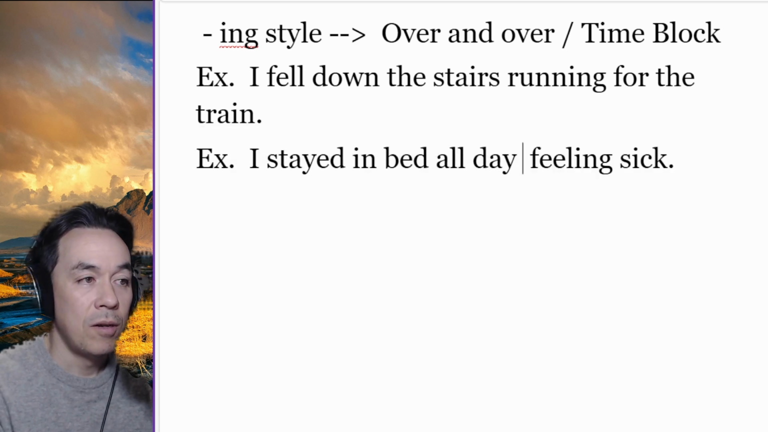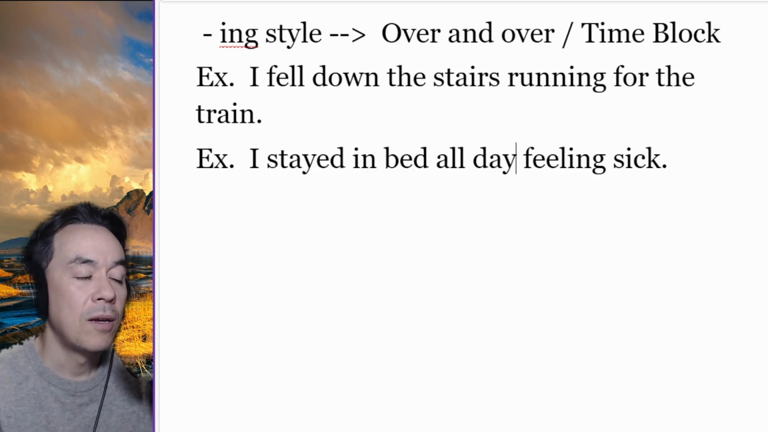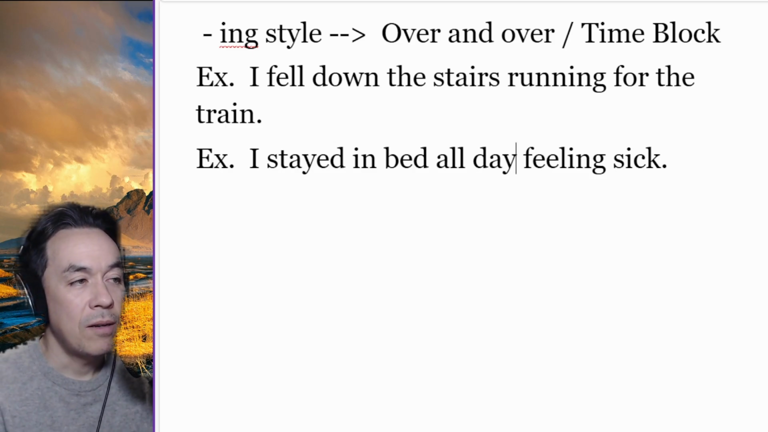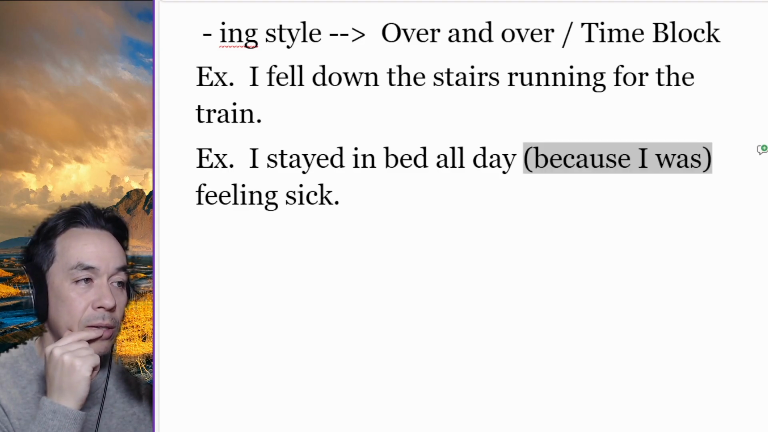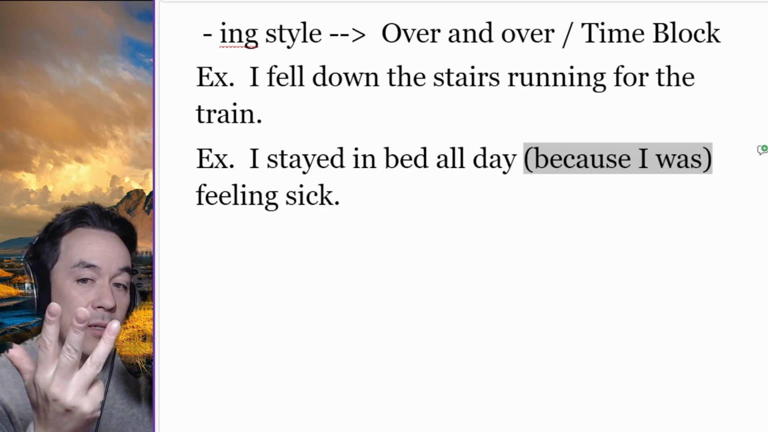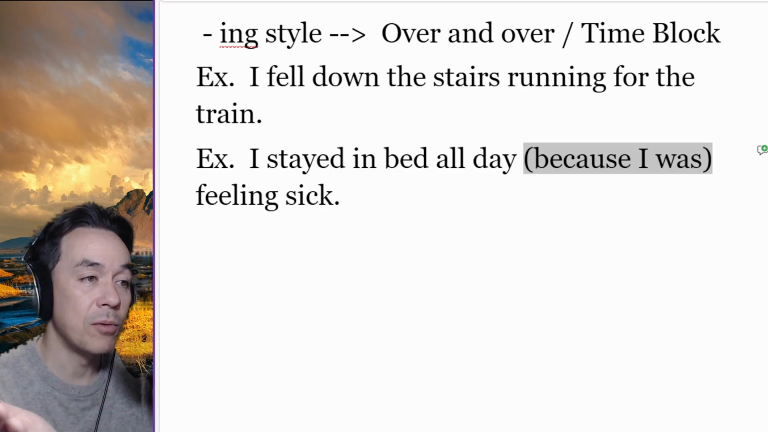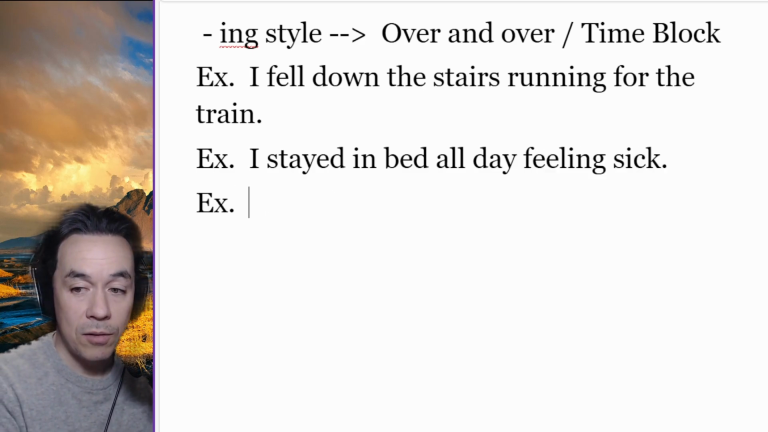Oh no. Feeling sick. Okay, feeling sick. All right. Yeah, that makes sense. Okay, so that's what we're communicating, right? Same message, fewer words. Because I was sick. So four syllables taken out. Same effect, same image.